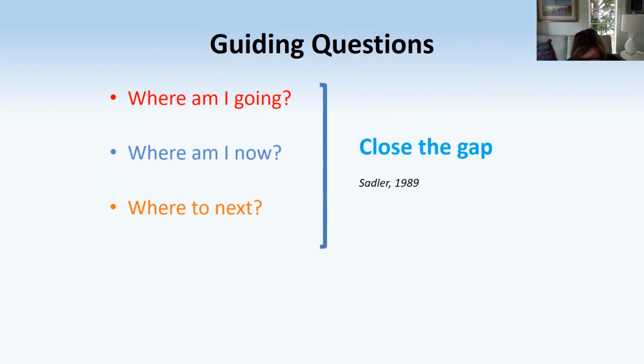And what the gap means is the gap between where students are at the beginning of a lesson and where they are at the end of a lesson. It's not the achievement gap. We still have an achievement gap, unfortunately, where some subgroups of students aren't doing as well as other students.